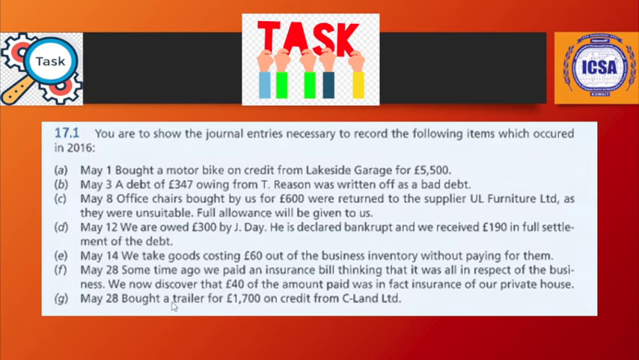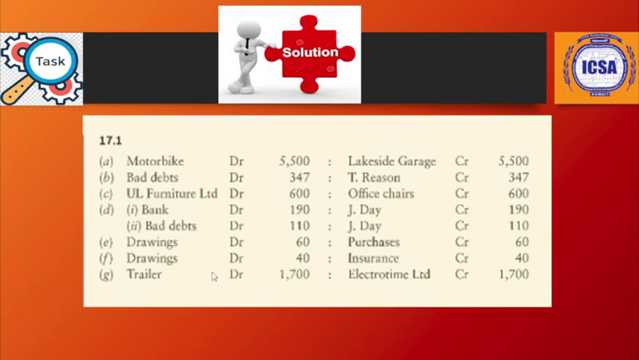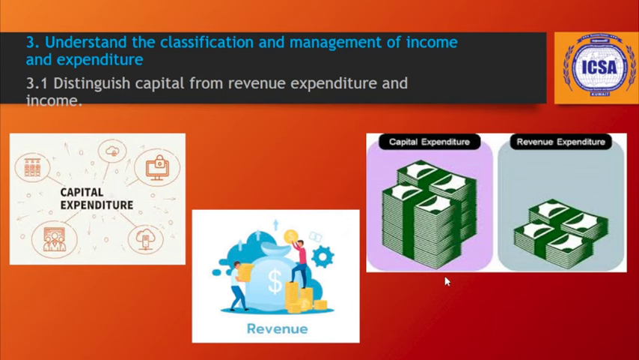Next entry, bought a trailer for 1,700 on credit. It's an asset, trailer debit, and Sealand Limited credit. Trailer debit and Sealand Limited 1,700 is credit. So those were some more examples of journal entries and their recording in journals.